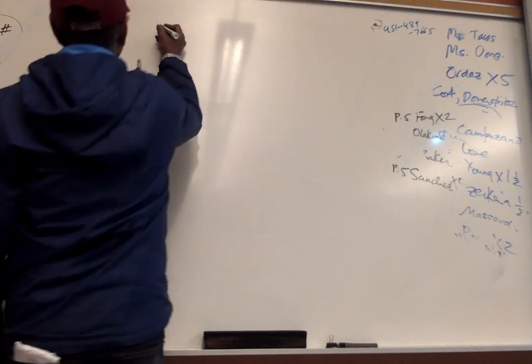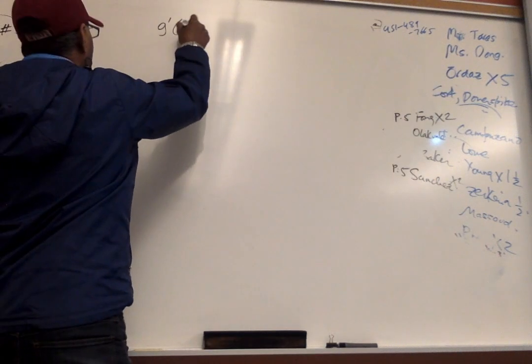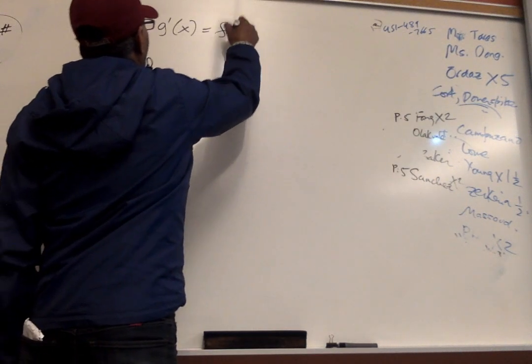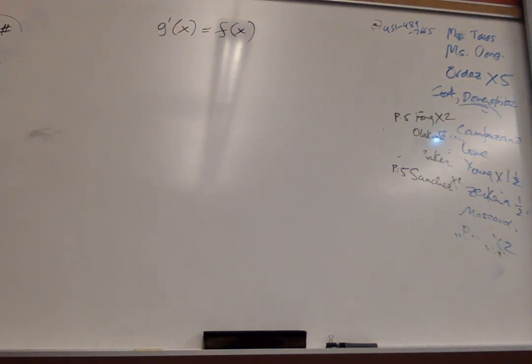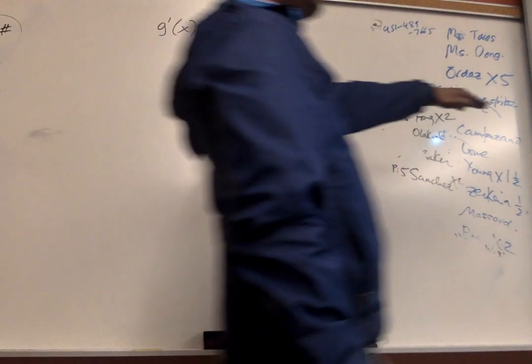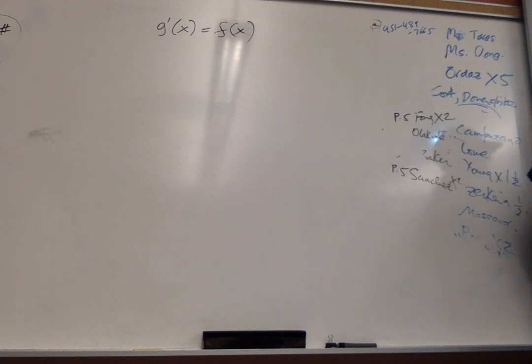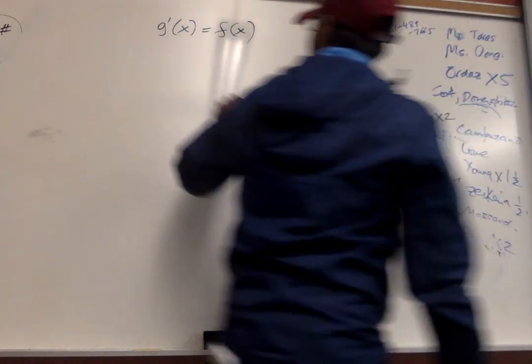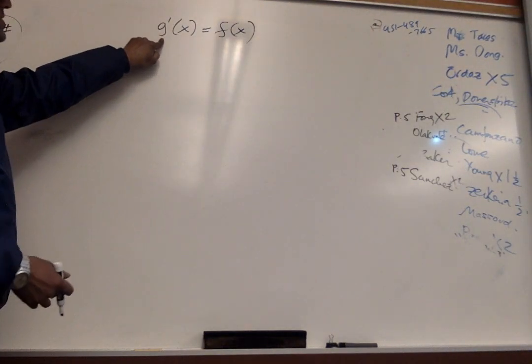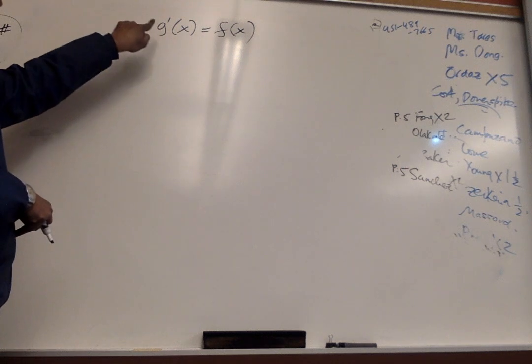Okay, they say g dash of x equals f of x. And they say write g of x. First, write g of x as a series. Write the power series for g of x. What operation should I do to get g of x? They're saying g dash is f.